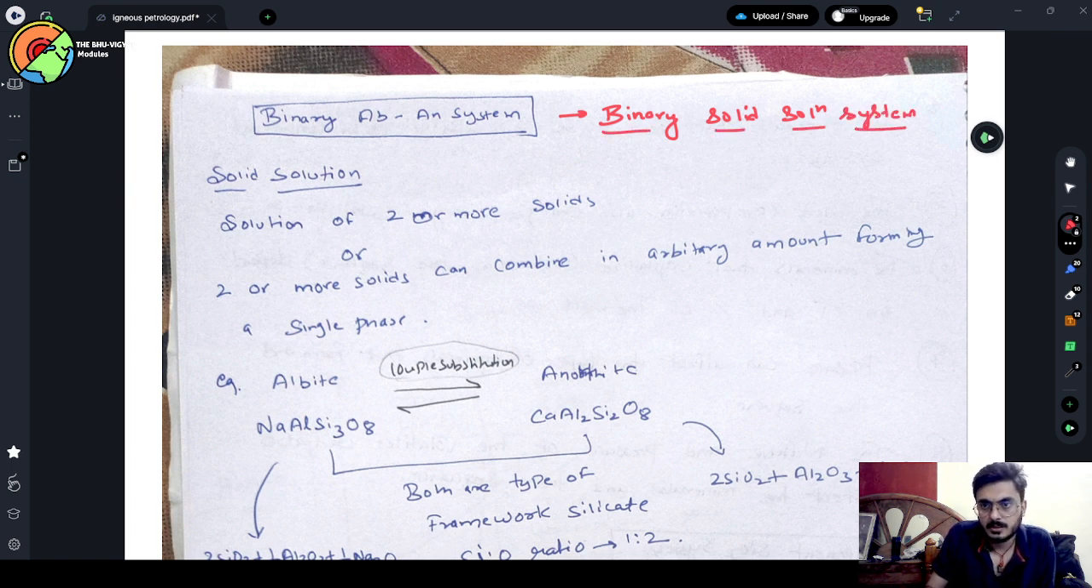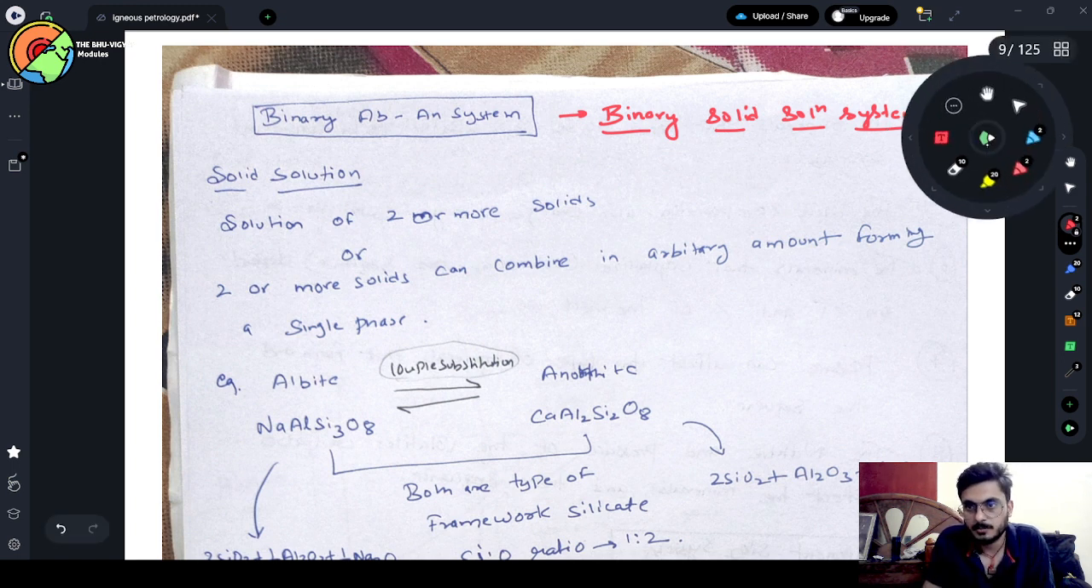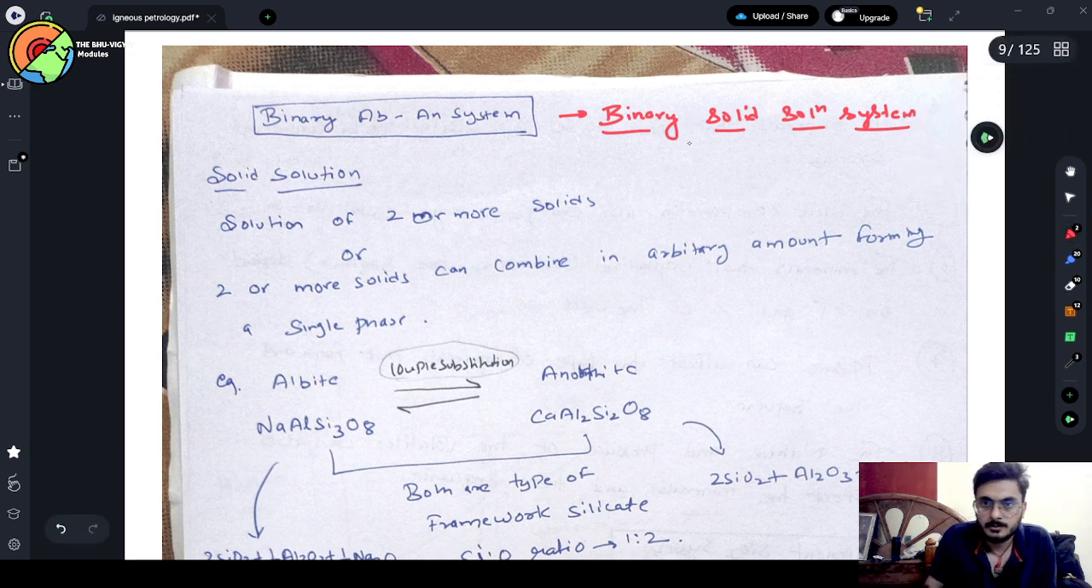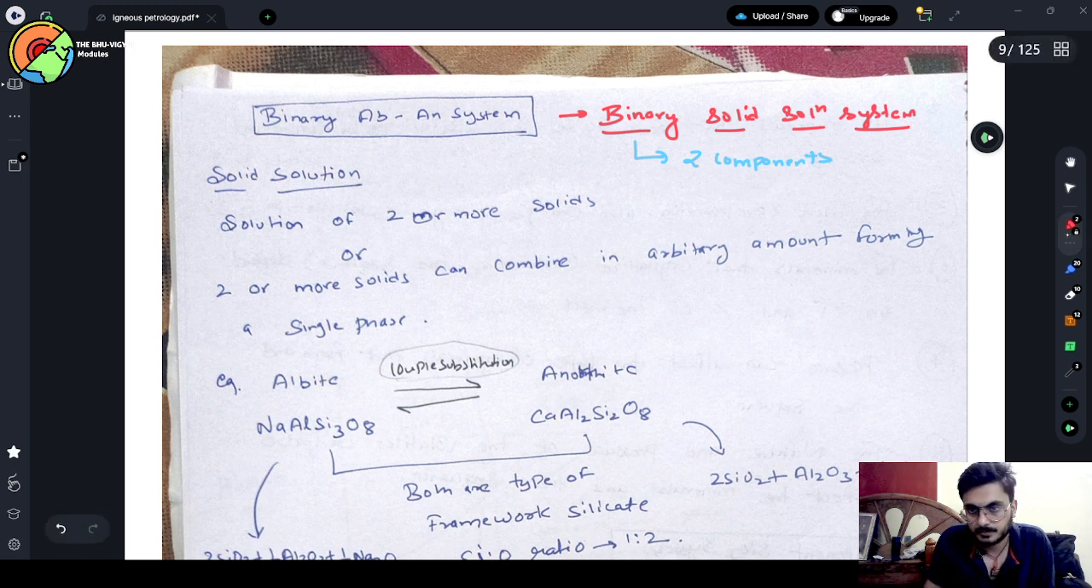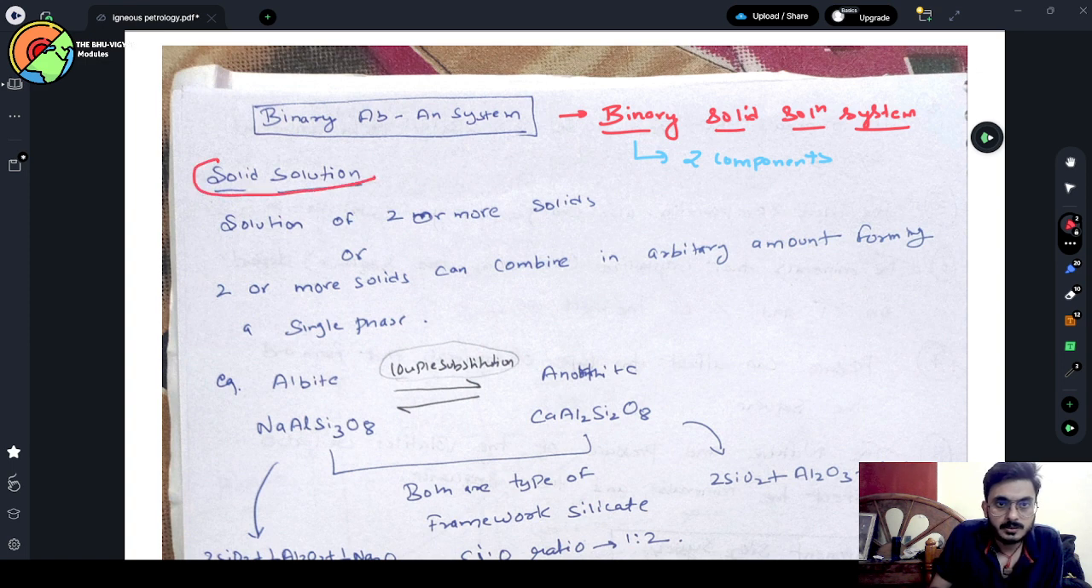As the name binary suggests, there will be two components in the system. This is a solid solution, which means both the phases will coexist together and form a solid solution. There will be no two different separate phases. Both the components will combine, and it will form one solid solution.